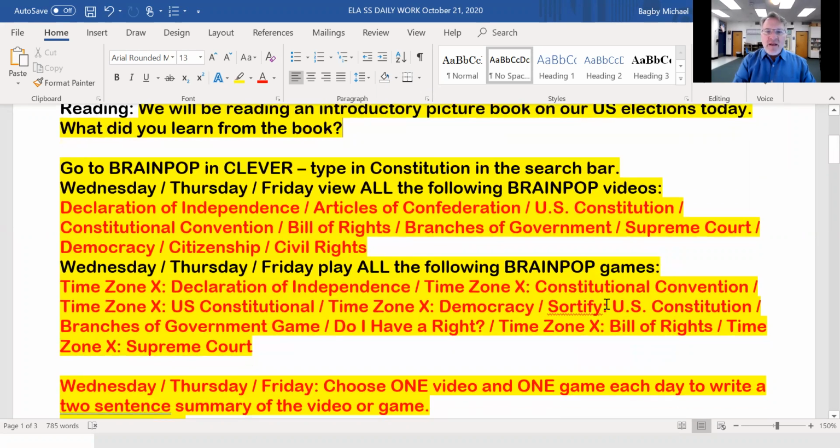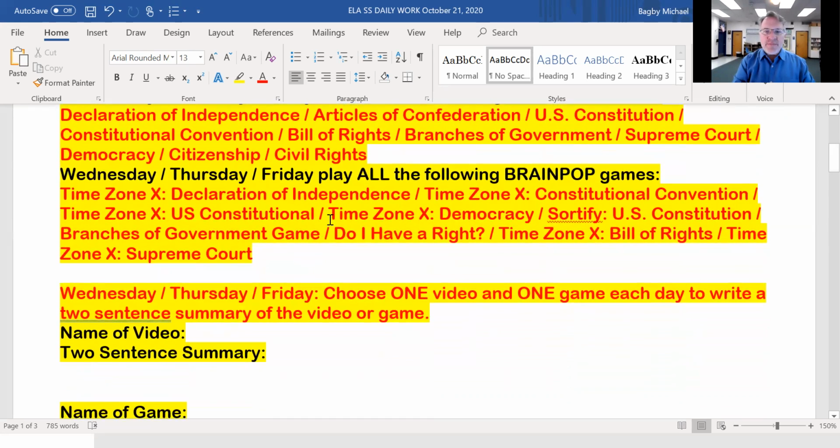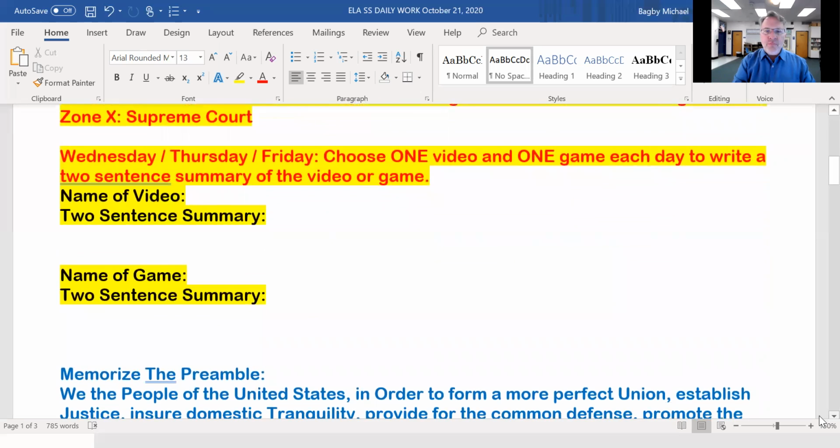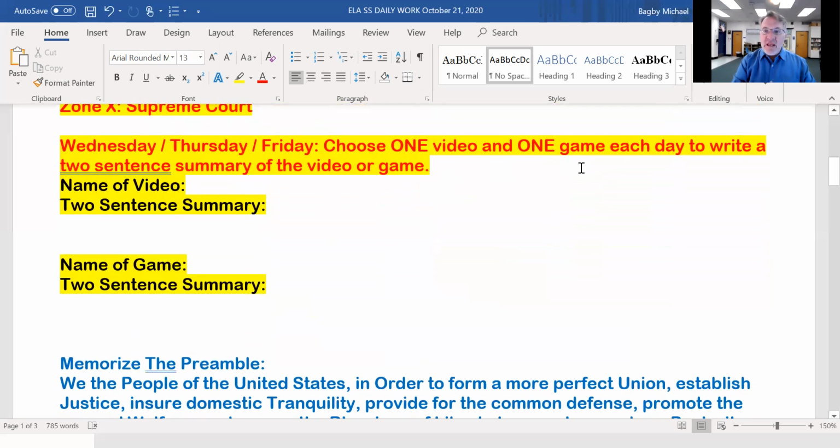And today, tomorrow, and Friday, you're going to be working with your small teams for the last week, and you're going to be watching these different Brain Pop videos. Brain Pops are always fun. They're very short, and you can go through all of these different topics, the Articles of Confederation, the Declaration of Independence, and so forth. And then there's Brain Pop games on everything that we're learning about. That's pretty awesome. So you guys will be playing these games in your small groups, and you will be looking at the Brain Pop videos. Then you'll choose one video and one game each day to write a 2-sentence summary of the video or game.